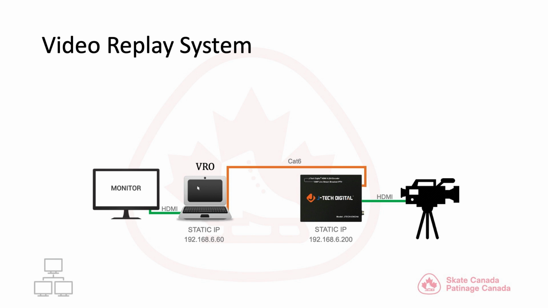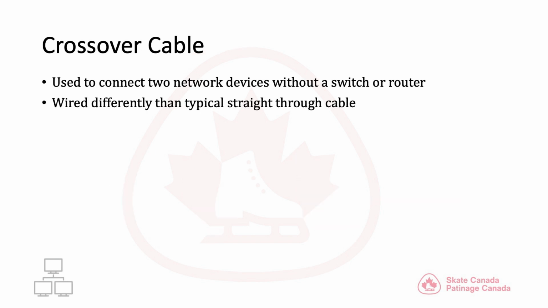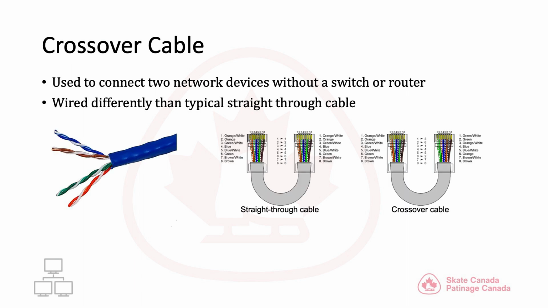I will, however, provide a word of caution that connecting directly the JTAG box to the VRO laptop in this way might require the use of a crossover cable. An Ethernet crossover cable is a type of Ethernet cable that allows two devices, such as two computers, to be directly connected to each other without the need for a network router or switch. In a typical Ethernet network, devices are connected to a router or switch using straight-through cables, which have the same wiring configuration on both ends.